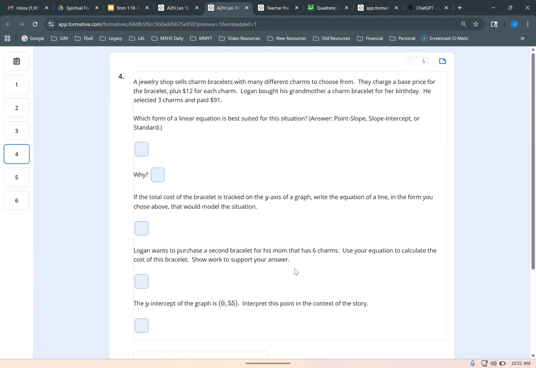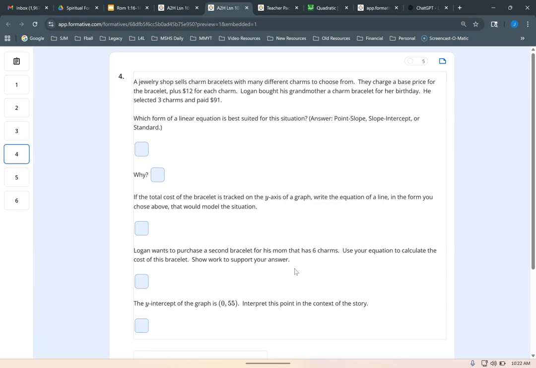A jewelry shop sells charm bracelets with many different charms to choose from. Nothing mathematical there, but okay. They charge a base price, that should tell you something, for the bracelet, plus $12 per each charm. That sounds like a rate. $12 for one charm, $24 for two charms. Okay, that sounds like something. Logan bought his grandmother a charm bracelet for her birthday. He selected 3 charms and paid $91.